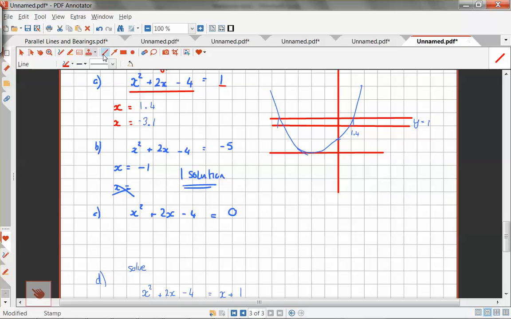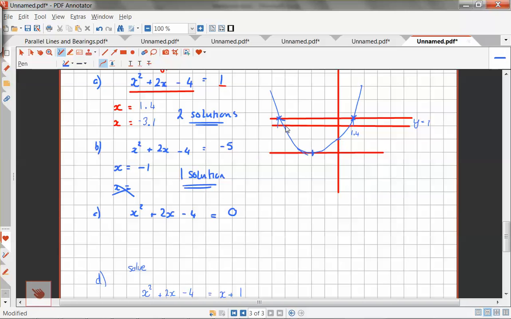It didn't go anywhere. It only touches it, whereas the other one crossed in two places. So this one has two different solutions, but this one only has one solution. That's quite important, actually.